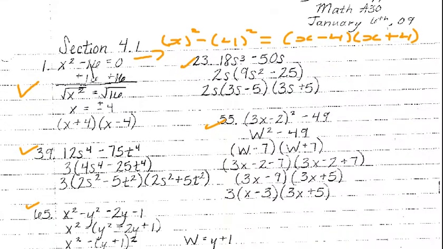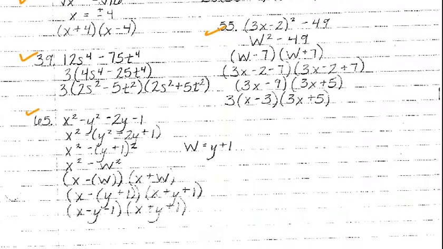It just gets a little bit more difficult. If we look at this 55, we have one thing squared minus, now 49 is 7 squared. So there's different ways you can go about doing it.